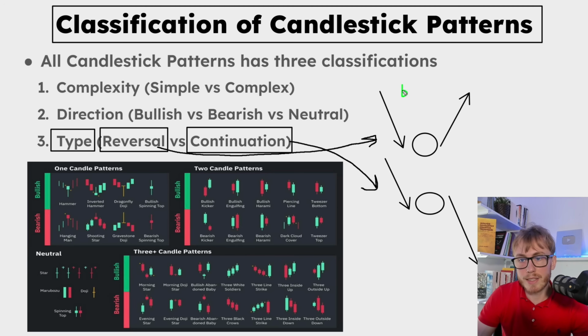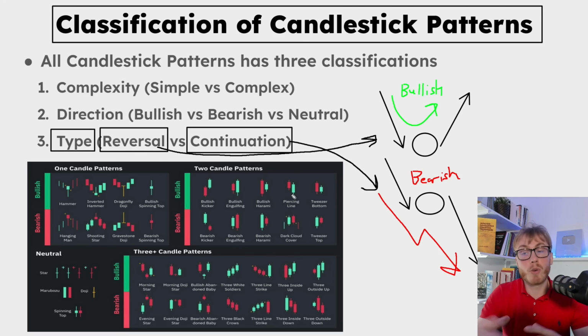So for example, this pattern right here is a bullish reversal pattern because it indicates a reversal to the upside. And this right here is a bearish continuation pattern, right? Because it indicates a continuation of the trend to the downside. And we also, of course, have bearish reversal patterns, and we also have bullish continuation patterns. So we basically have 4 different combinations.